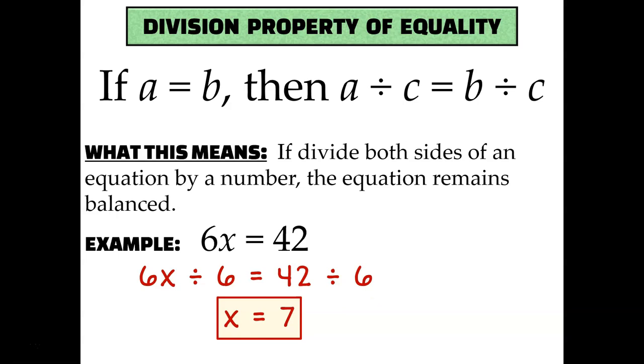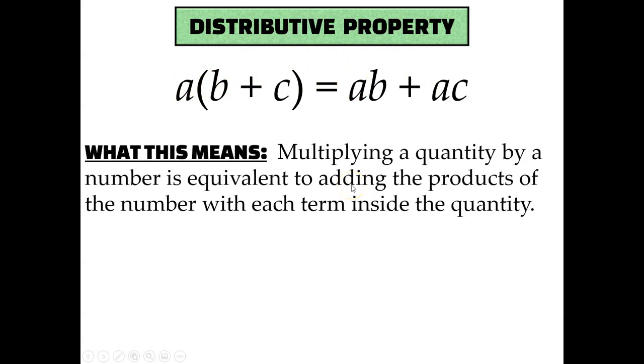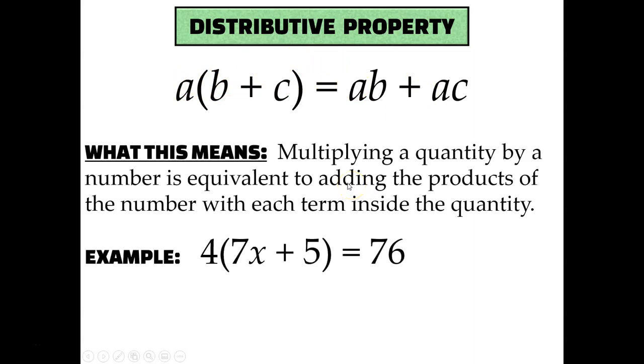And we also have a couple other properties that aren't properties of equality, they're just properties that we tend to use while solving equations. The first one is called the distributive property. It says that if you have A times some quantity B plus C, where B plus C is in parentheses, that's equivalent to A times B plus A times C. I think we're all pretty good at the distributive property, so let's just go ahead and look at an example to be sure.